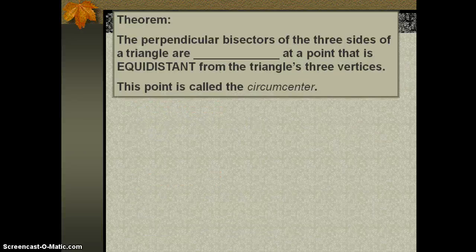Here's our first theorem. The perpendicular bisectors of the three sides of a triangle are concurrent at a point that is equidistant from the triangle's three vertices. This point is called the circumcenter. So what this is saying is if you drew in the three perpendicular bisectors on a triangle, so if you drew the line which cuts each side in half and is perpendicular to each side, they would all meet at a point, and this point is going to be equal distance from each of the vertices.